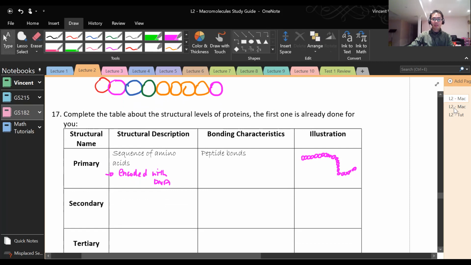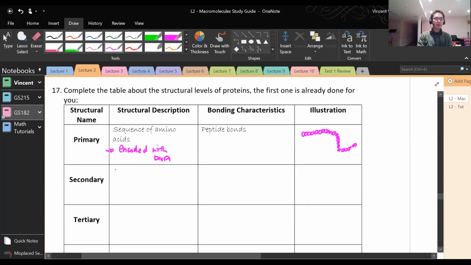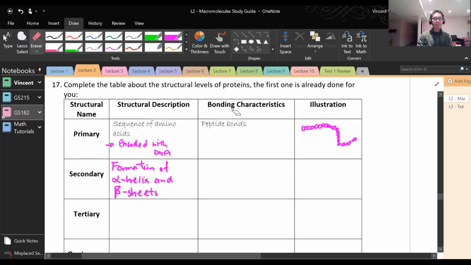Next one. Secondary structure is the formation of alpha helices and beta sheets. So what is the bonding characteristic? In other words, what holds these sheets together? It is hydrogen bonds.